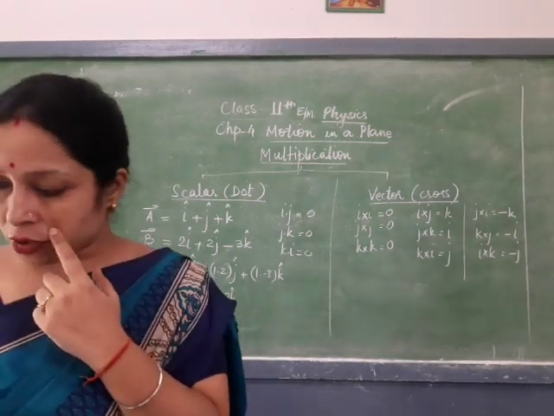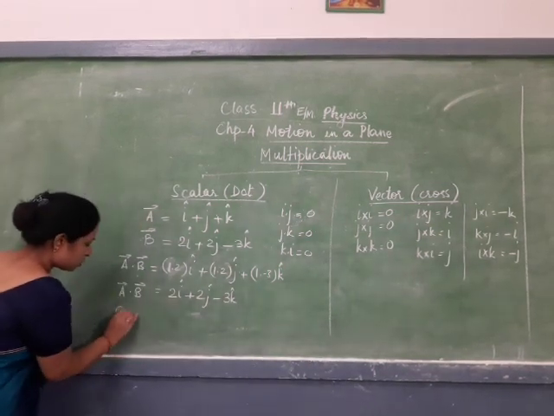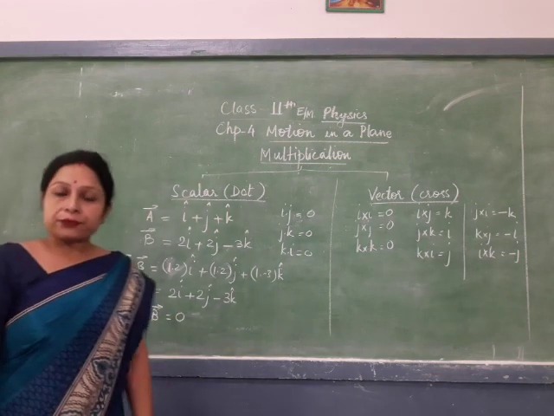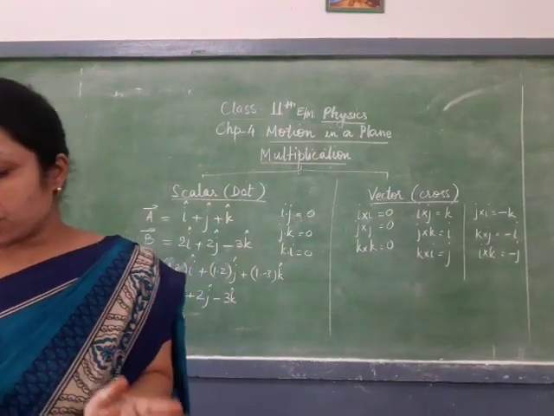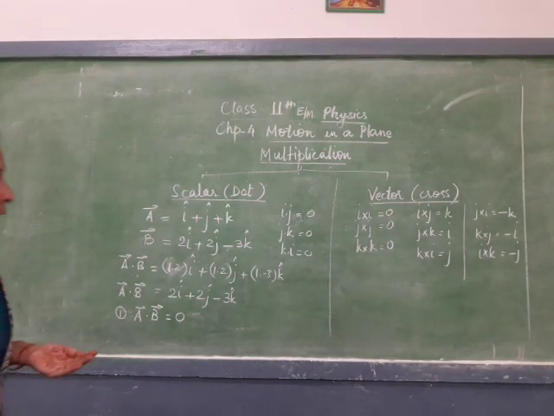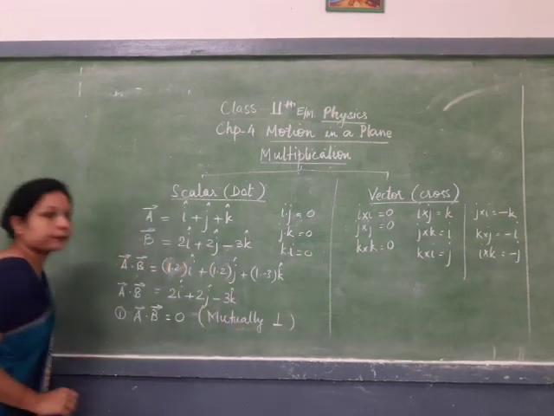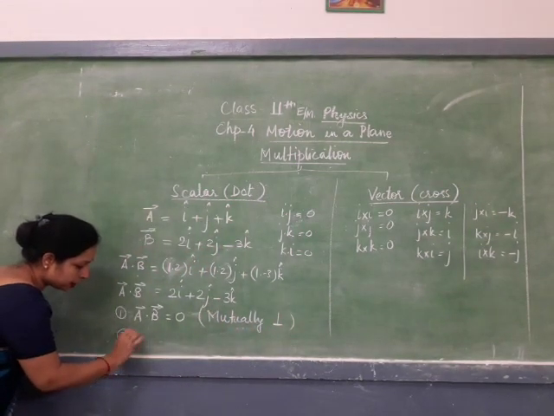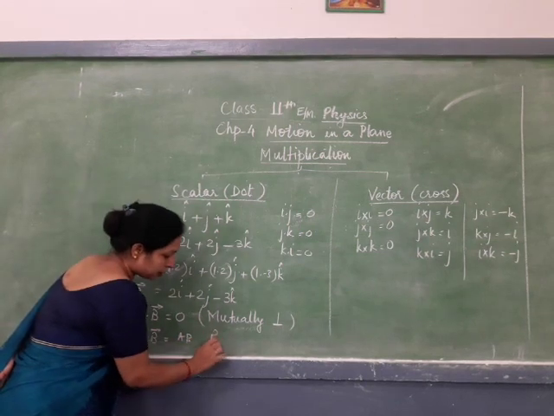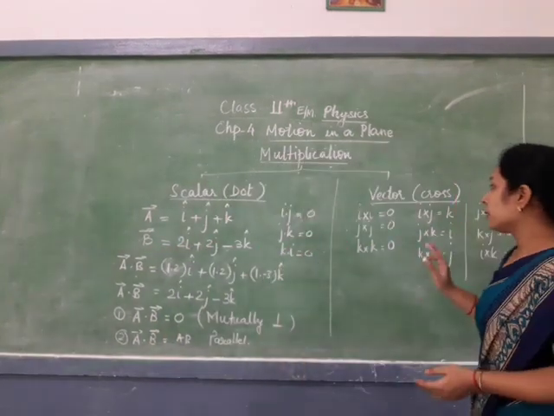For the special conditions, the first condition is that if you take the dot product of vector A dot B and it comes to 0, then both the vectors are perpendicular to each other. They are mutually perpendicular. But second, for vector A dot vector B, if you get the value AB, then they are parallel.